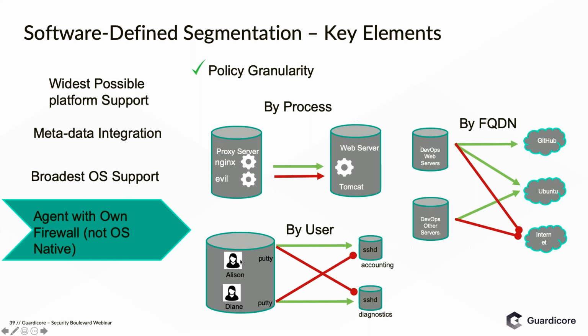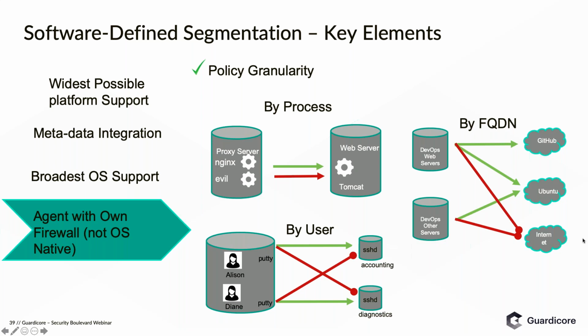By user, instead of having a jump box per contractor, which for some of us could be hundreds, if not thousands, I want to have one series of jump boxes and be able to say, Allison can get to accounting, Diane can get to diagnostics, and never the twain shall meet, even if it's the same VLAN. And then also fully qualified domain names, the DevOps example I gave: when you're in DevOps, the web servers can go to these sites, the other servers can go to these sites, but you're not getting to the internet directly or other things.